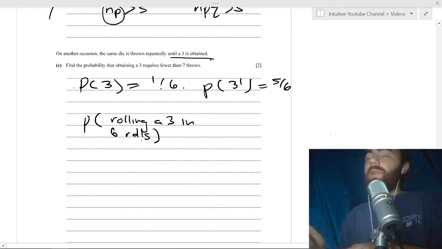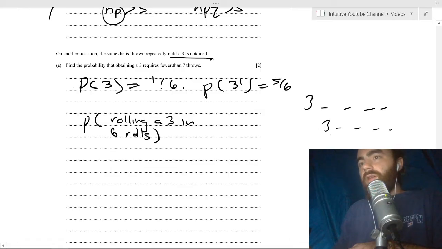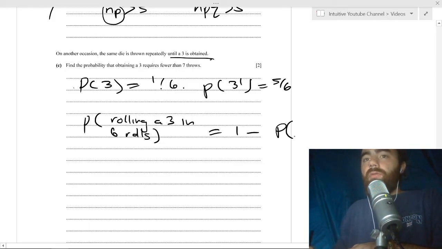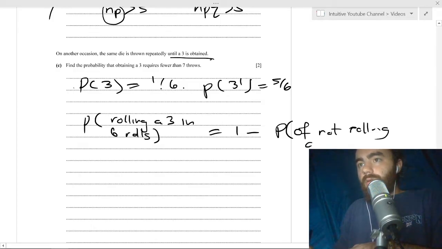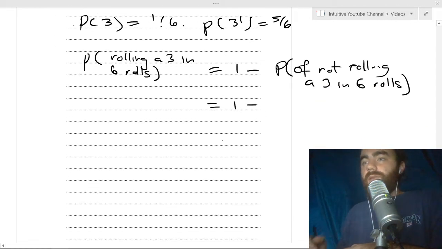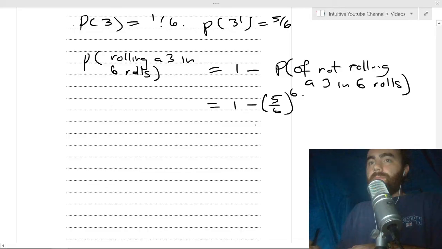It could happen anywhere, and finding this would be difficult because you'd have to ask, what are the chances of us getting it on the first roll and then nothing, or the second roll and then nothing, or the third roll and then nothing. This would be difficult to do, but you can simply say this is the same as 1 minus the probability of not rolling a 3 in 6 rolls. Well, this is just going to be 1 minus, what's the probability of not getting it on the first roll? 5 over 6. On the second roll? 5 over 6, times 5 over 6, times 5 over 6, 6 times. Right? I hope that makes sense.